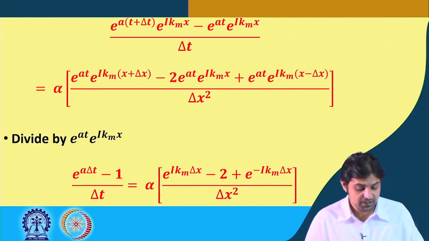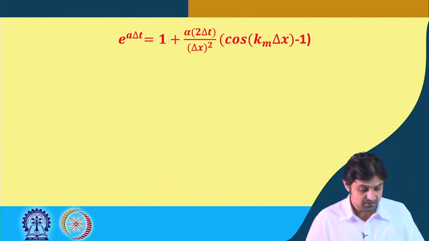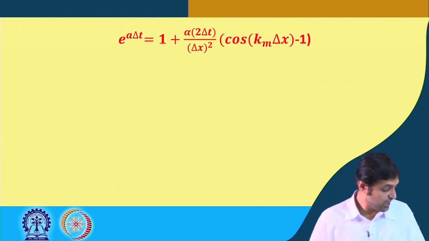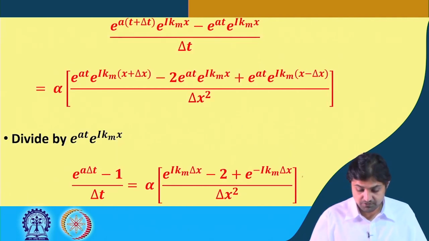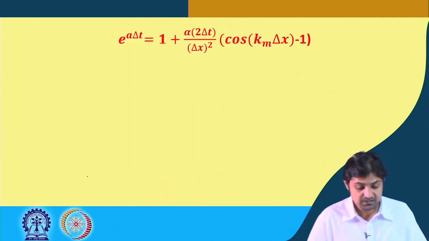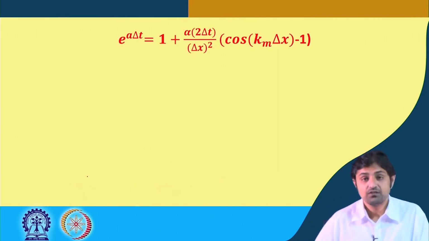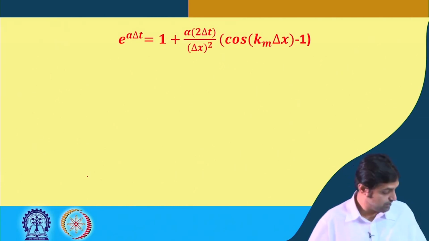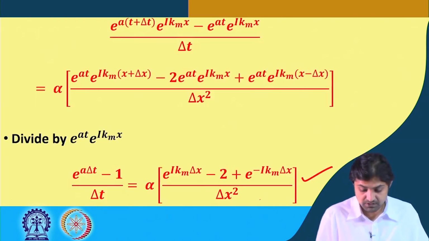So on dividing by e to the power alpha t at e to the power I k m of x, we can therefore write, using this equation from here, e to the power alpha t can be written as 1 plus alpha 2 delta t divided by delta x square. See, you see this term here.